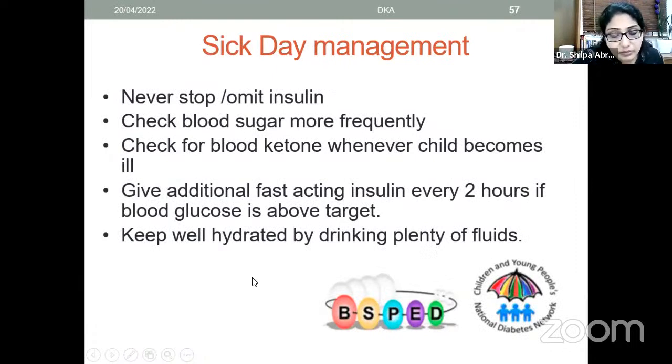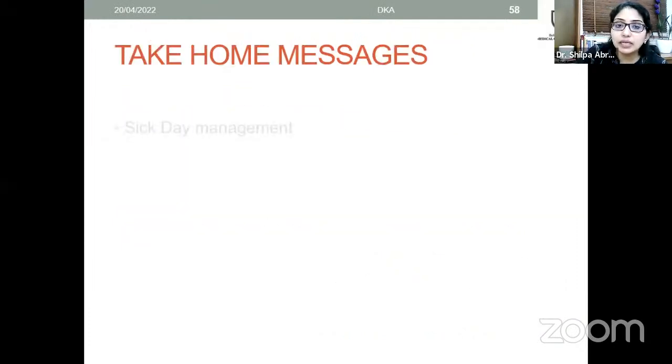This is the last and very important slide. Sick day management. So in DKA, sick day management is very important. More than correction, you want to prevent DKA. So if a child with diabetes becomes sick, tell them never to stop insulin. Check the blood sugars more frequently. The child may require more fast-acting insulin more frequently. Keep the child well hydrated.